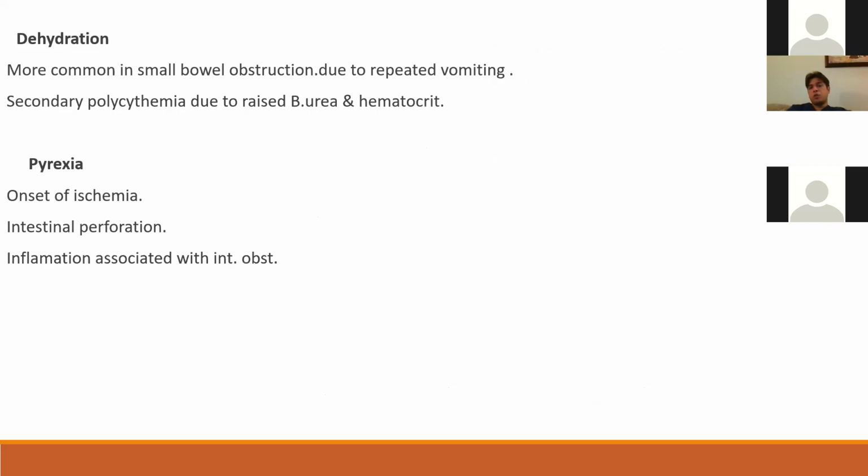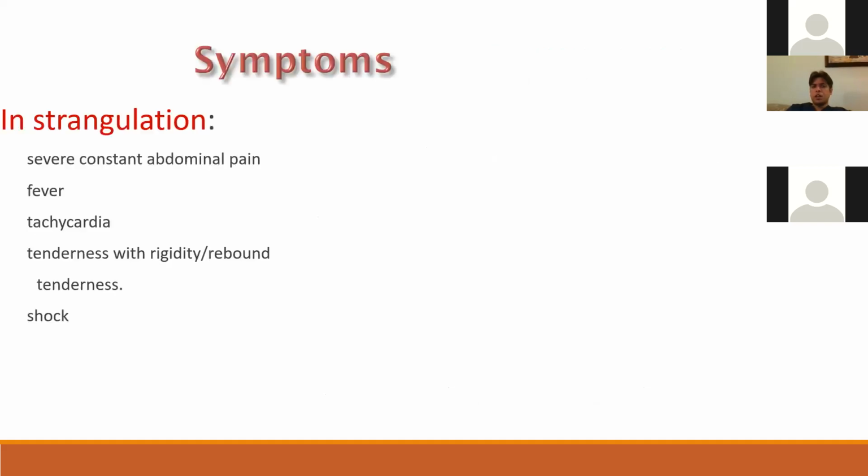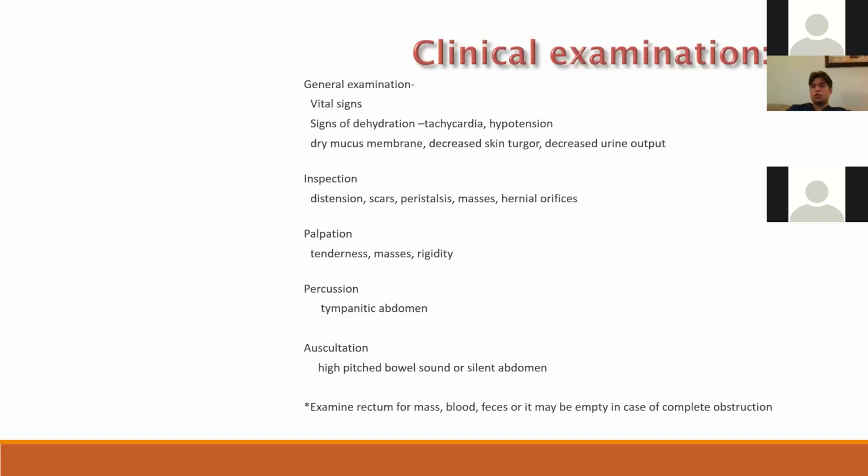Dehydration is more common in small bowel obstruction due to repeated vomiting. Secondary polycythemia due to raised urea and hematocrit, pyrexia, onset of ischemia, intestinal perforation, and inflammation associated with intestinal obstruction. Symptoms in strangulation: there is severe constant abdominal pain, fever, tachycardia, tenderness with rigidity, rebound tenderness, and shock. So strangulation is basically a surgical emergency, and you need to operate.